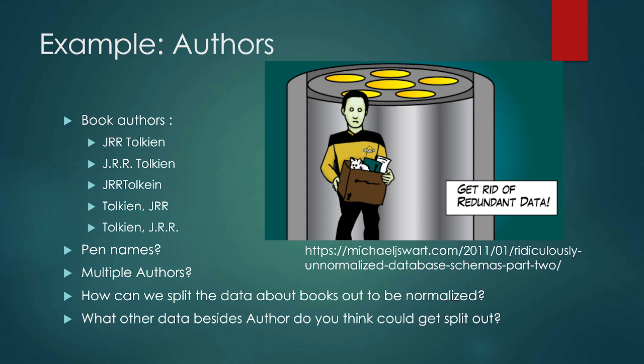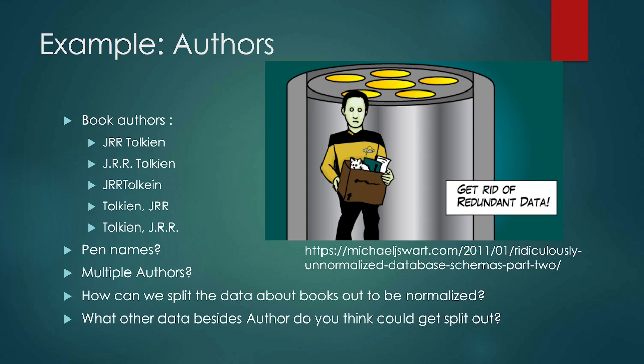So if you have, my example author here is J.R.R. Tolkien. If you have it first name, last name, last name, first name, those are two different authors according to the database. If you have periods between the JRR, or if you don't, that would make it different. If you have spaces, that would make it different. So all five of these would actually be recognized as different authors. If we ended up having pen names or multiple authors, those would also be in here.